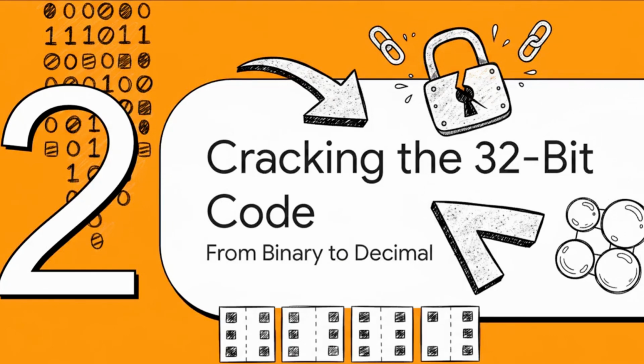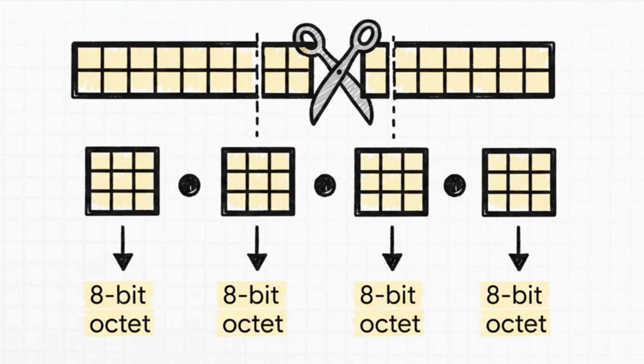Okay, so how in the world do we get from a super long, complicated string of ones and zeros to those familiar numbers with the dots that we actually see? Well, let's break down how that 32-bit code is structured to be a little more human-friendly. Instead of making us look at one giant string of 32 digits, the address is broken up into 4 much more manageable chunks, and they're separated by dots. Each one of those chunks is 8 bits long, and in the networking world, they have a special name. We call them octets. So it's simple math, right? 4 octets, 8 bits each, that gives us our grand total of 32 bits.